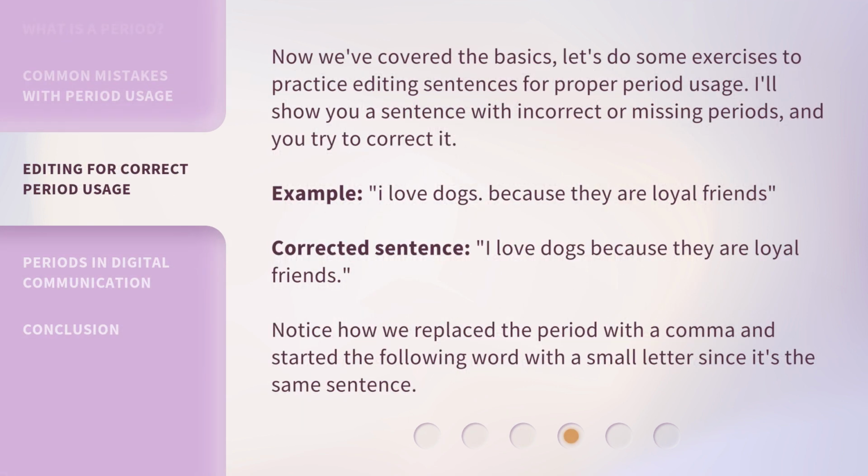Now we've covered the basics. Let's do some exercises to practice editing sentences for proper period usage. I'll show you a sentence with incorrect or missing periods, and you try to correct it. Example: "I love dogs. Because they are loyal friends." Corrected sentence: "I love dogs because they are loyal friends." Notice how we replaced the period with a comma and started the following word with a small letter since it's the same sentence.